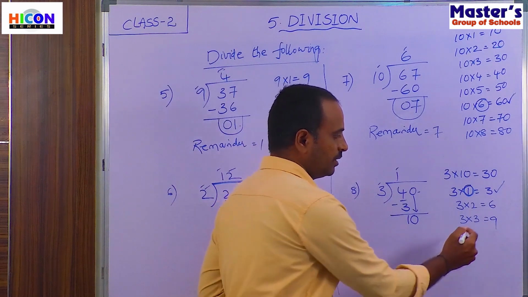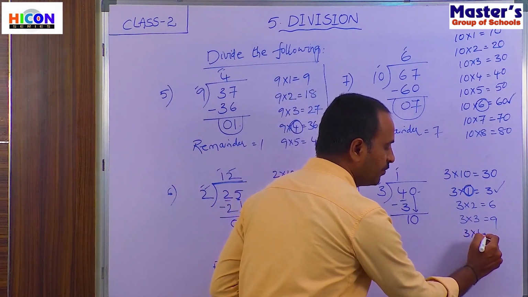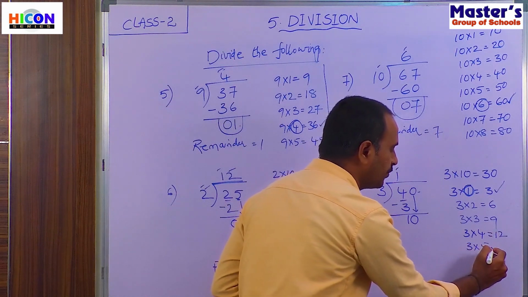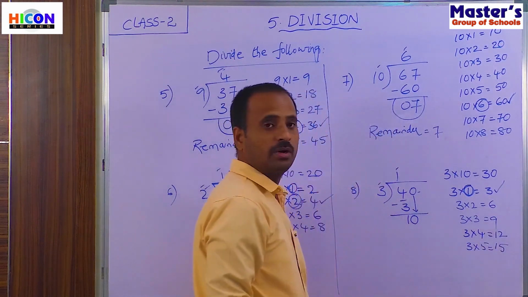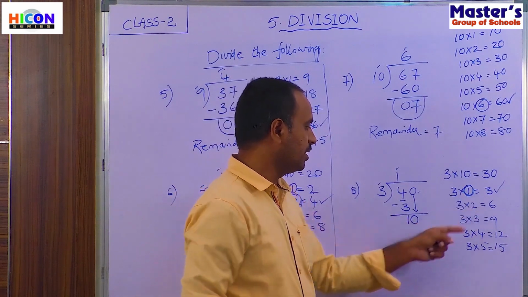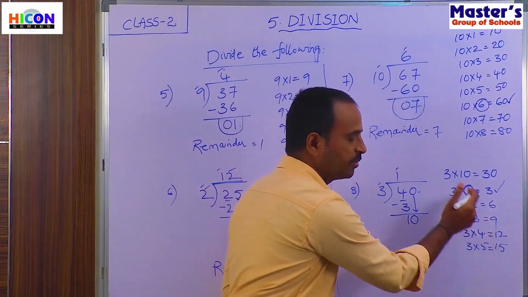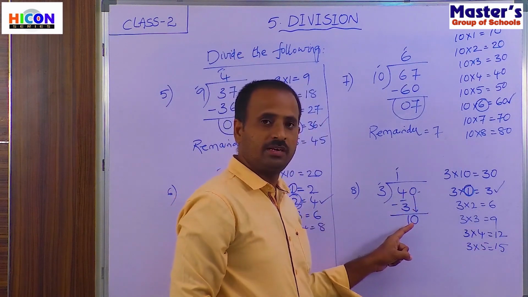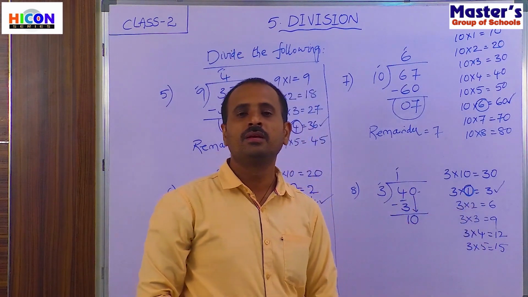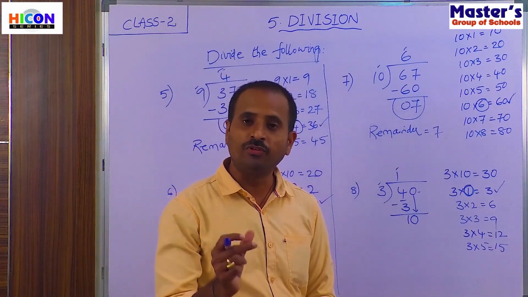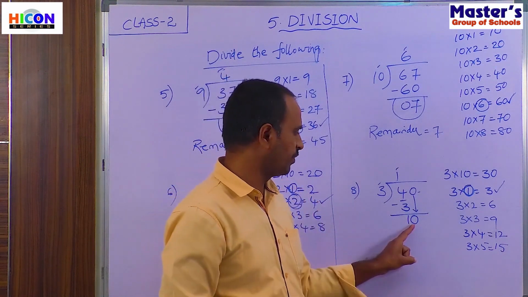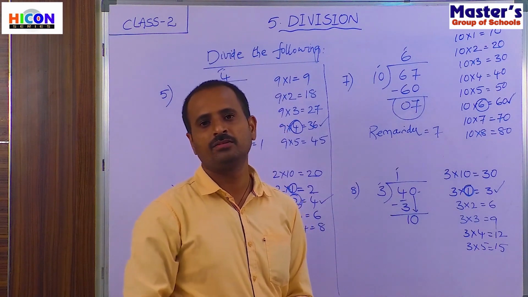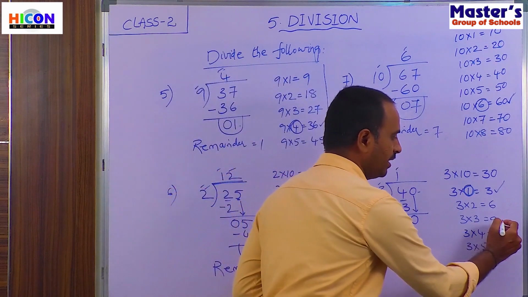If you observe, now take 4 times: 4 times 3, 4 threes are 12. And if you take 5 times, 5 threes are 15. And if you observe the third table, we did not get the number 10. So there is no number 10 in the third table. So if you did not get the number 10, just take its before number. What is the before number for 10? The before number for 10 is 9. So where is the 9? Here is the 9.